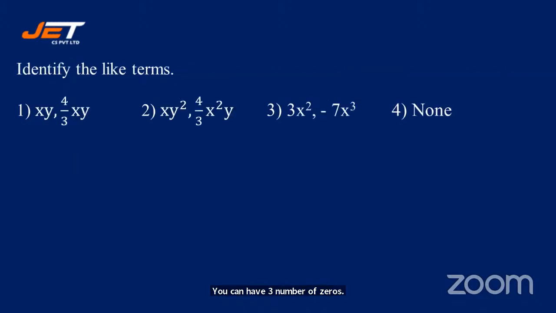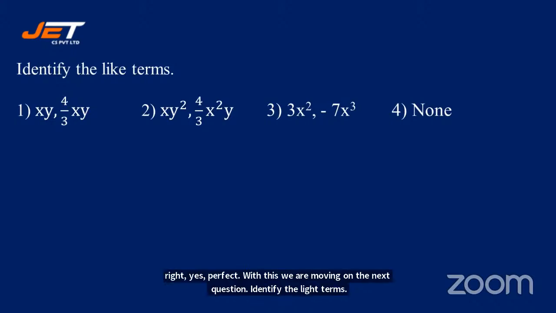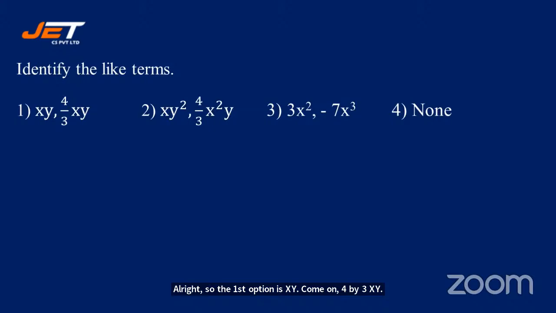Identify the like terms. The first option is xy, comma, 4 by 3 xy. The second one is xy square, comma, 4 by 3 x square y. The third is 3x square, comma, minus 7x cube. The fourth one is none. So what do you mean by like terms? Whatever is your first term, the same thing should be your second term. But the coefficient can be anything, isn't it? With this clue, I'm sure you must be able to give me the answer.